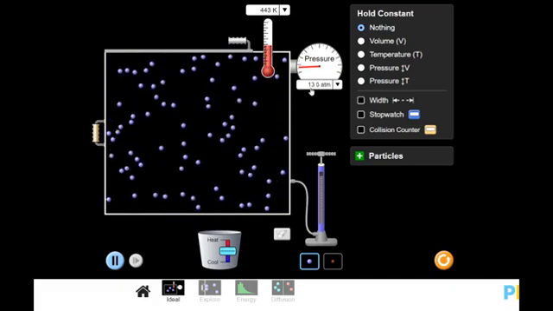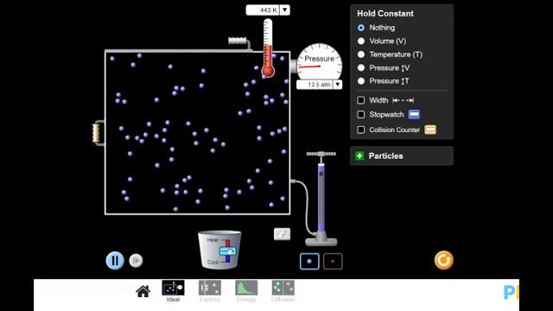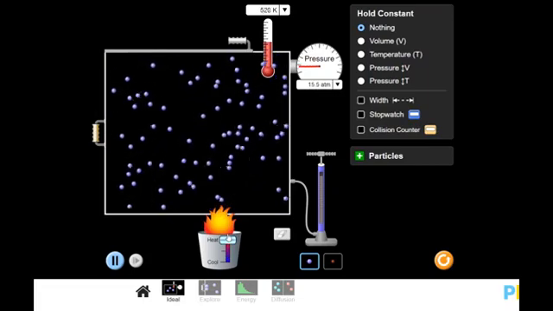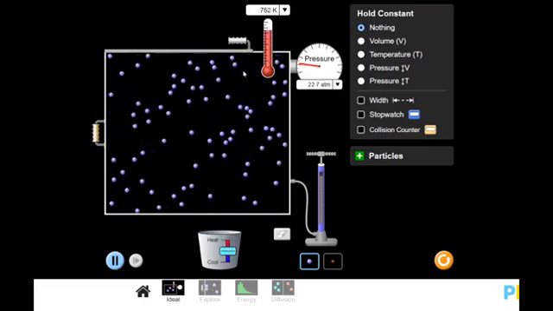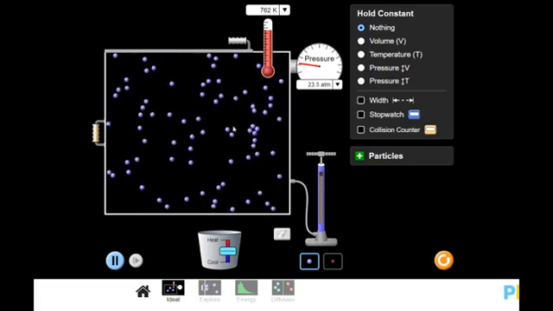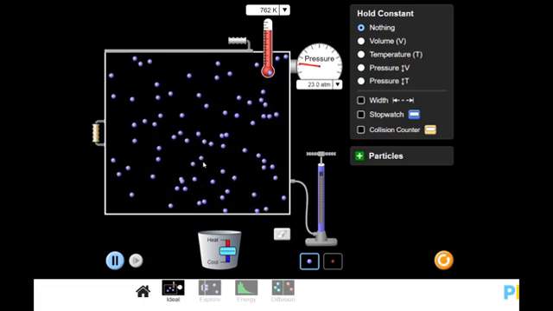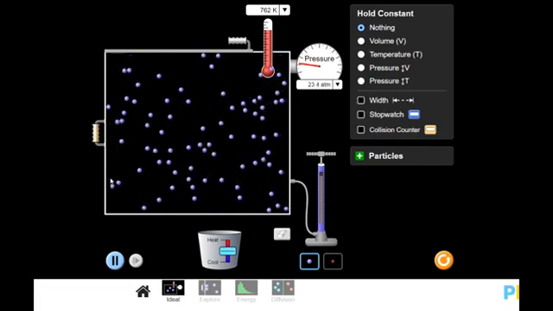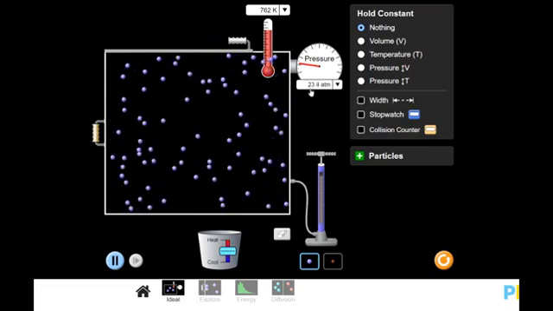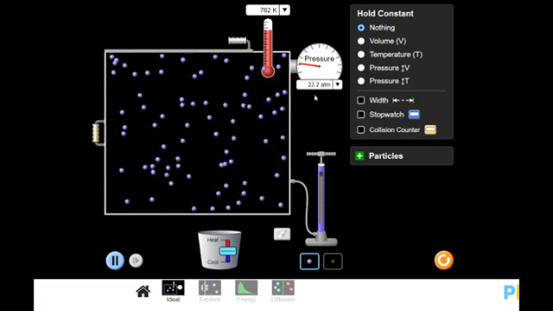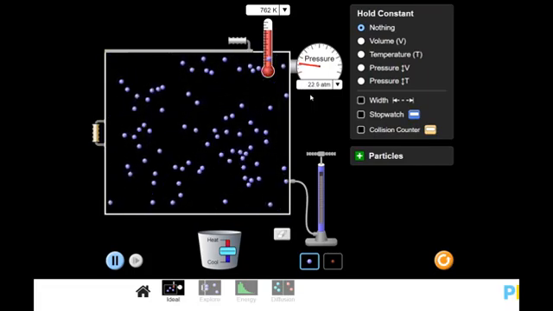My pressure increased to now 13. Let's add a little more heat. Let's speed these particles up. Add some more heat. Notice I'm up to 762 Kelvin. So these particles are moving faster because of the heat. They are hitting the edge of the container with greater force, and therefore I have a higher pressure of about 23 now. Remember, I started at about 9.